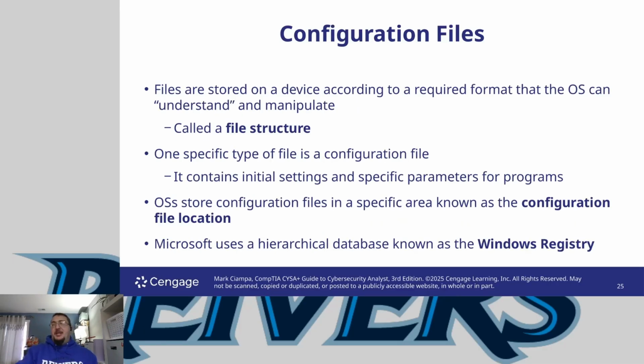Files are set up in a file structure. For Windows, that's your C drive, D drive, etc. For Linux and Macs, it's the / tree structure. And in one of those locations is your config file, which tells you where everything is. The database for Microsoft is the registry.